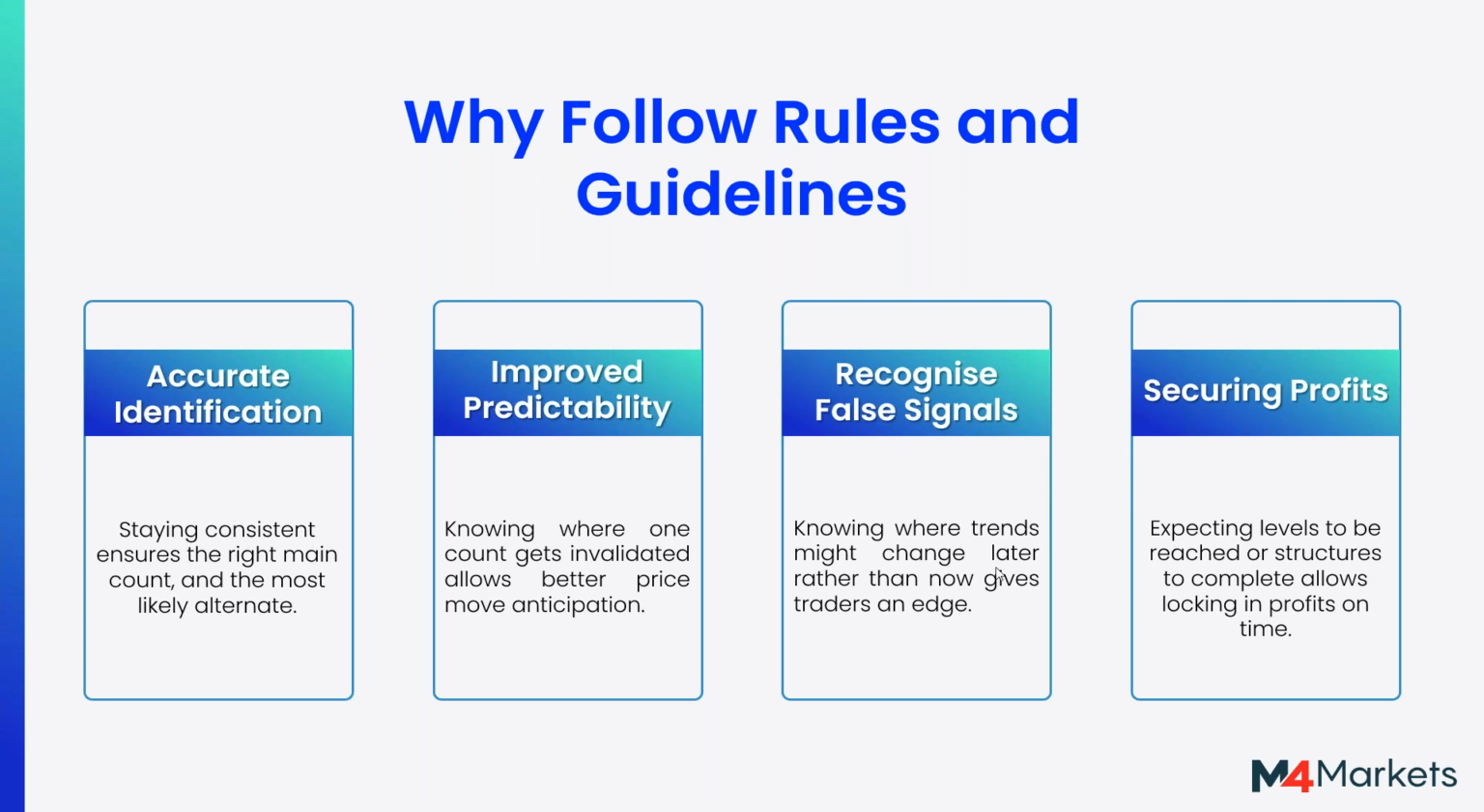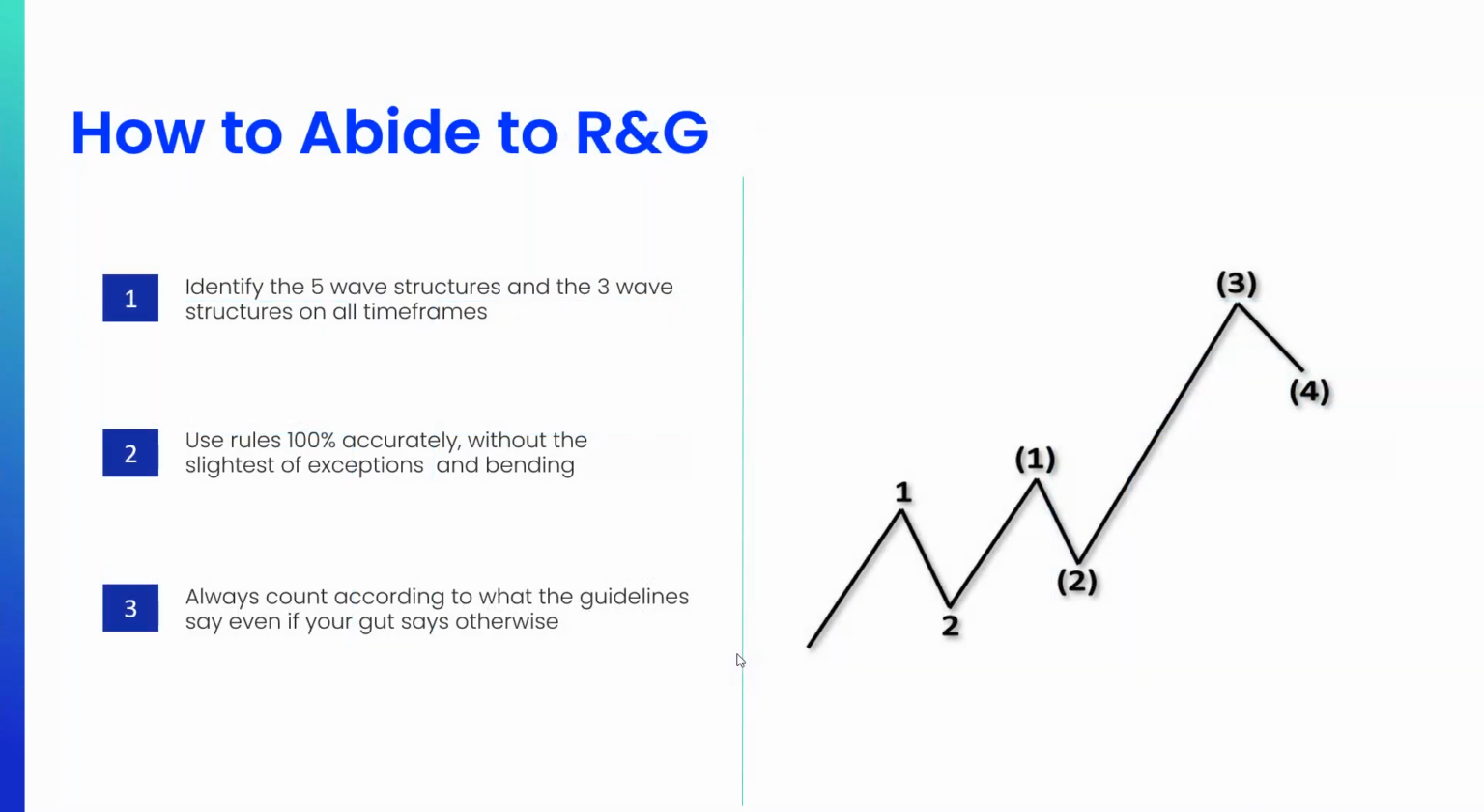Now, knowing where trends might change, later rather than now, gives traders an edge. Okay, this is how you recognize forces. And expecting levels to be reached or structures to complete allows locking in profits on time, because sometimes people let profits run, hoping to make millions out of a few $100s, but it doesn't work like this. By knowing these points of ruin with Elliott waves, we can secure profits at the right time.